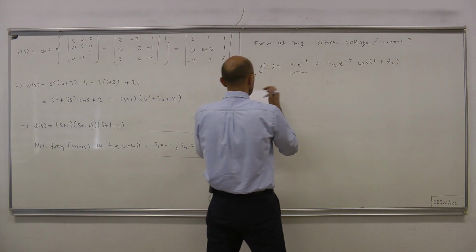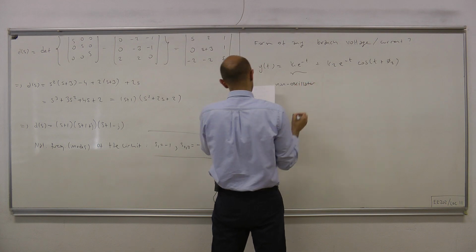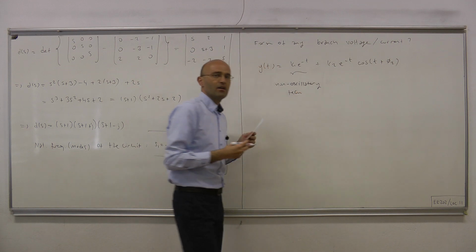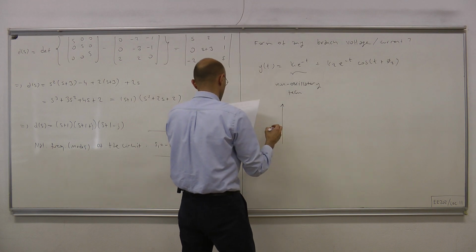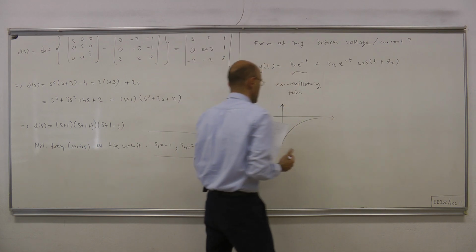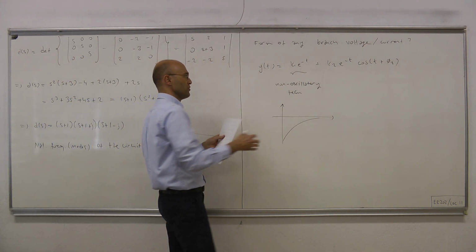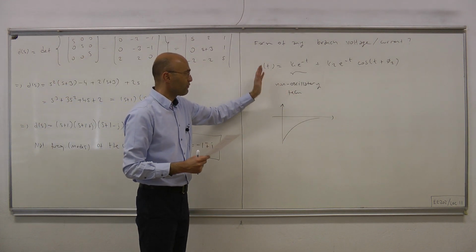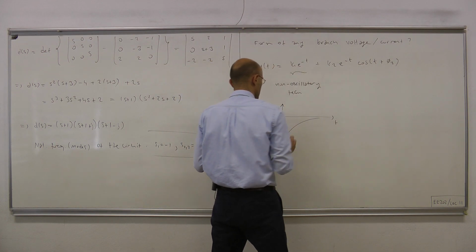This term we can call a non-oscillatory term, because it's monotonous. It's a monotone function. For instance, it will be decaying like that if k1 is negative, and if k1 is positive, it will start from the upper half and then decay to 0. This is t and 0.